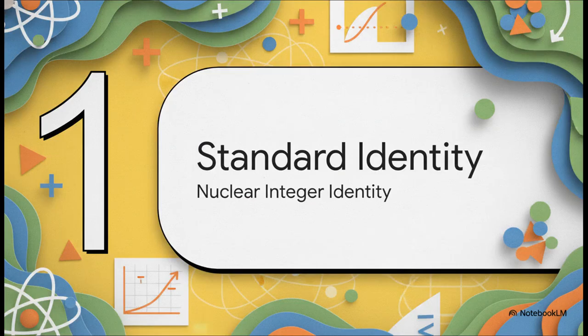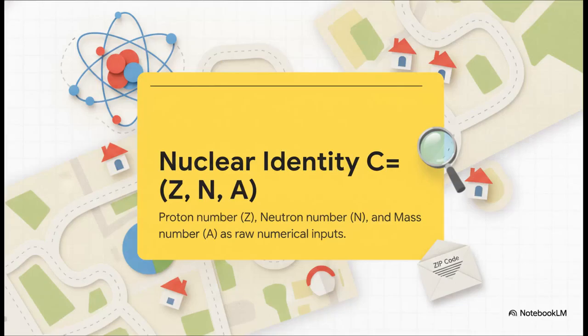Section 1. The standard nuclear identity. So in standard nuclear databases, an atom's identity is defined by a compact integer triplet, C equals Z, N, and A. Z is the proton number, N is the neutron number, and A is the mass number, which is just protons plus neutrons. Now, traditionally, in machine learning and physics databases, these three foundational integers are treated simply as raw index coordinates, basic numerical inputs. They're kind of like a zip code or a street address, just used to locate an atom on the chart of nuclides.